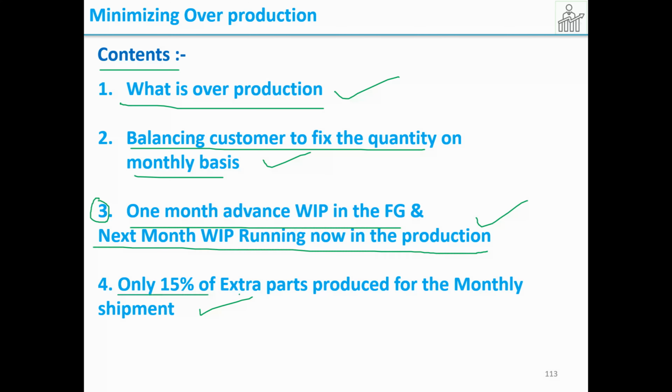So we shall produce only 15% extra for each shipment. See, the 1 month advance we are going to keep in the FG, that is not an extra. That is going to be shipped within a month. Okay, we're not storing it for a long time. Every time when you're trying to produce a quantity, you're going to produce only 15% extra, considering the defects and everything. So in this way, we can minimize the overproduction.